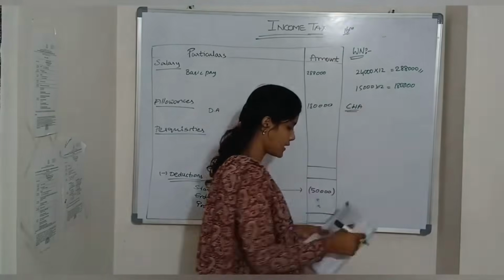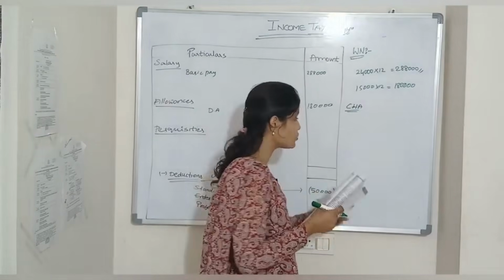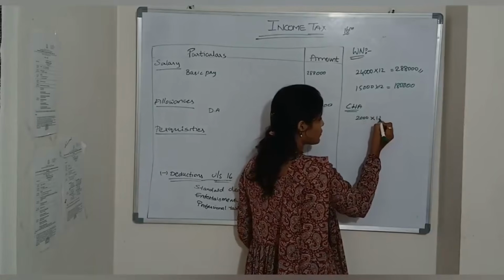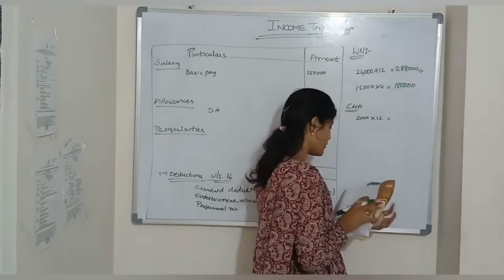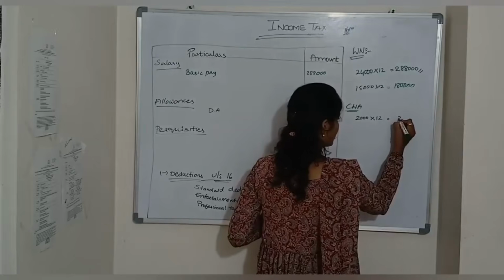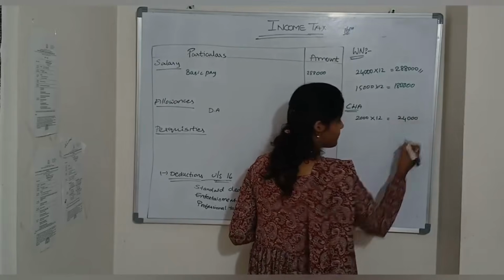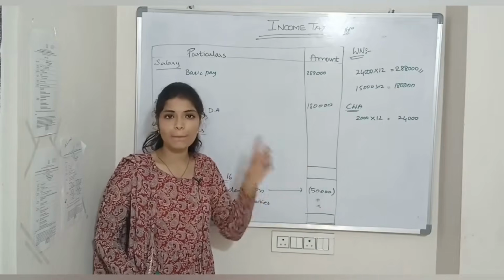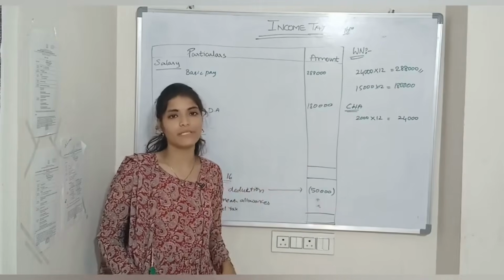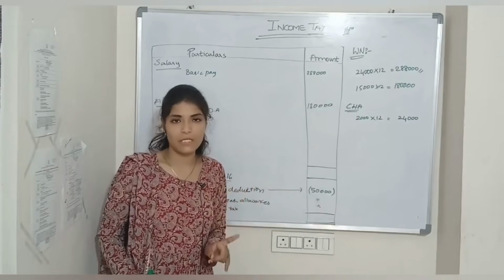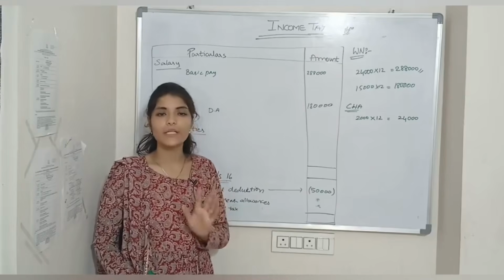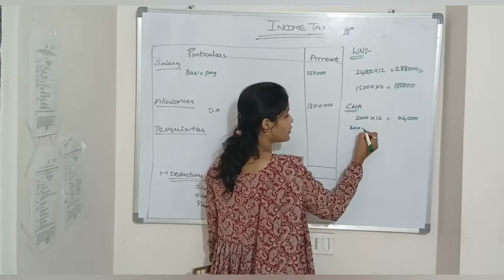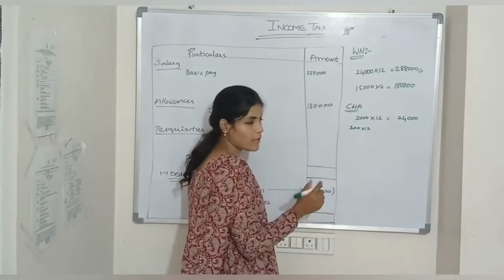How much are they saying? They are saying 2,000 per month for 2 children. So 2,000 per month means for 12 months how much will it be? 24,000, right? So 24,000 for 2 children it will be. Okay, children hostel allowance per month 300 deduction will be there for 1 child. For one child per month 300 exemption will be there. So per month 300, for 12 months how much will it be?